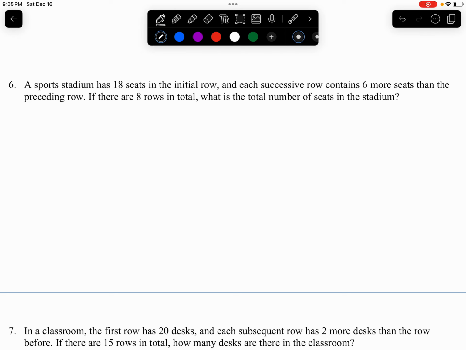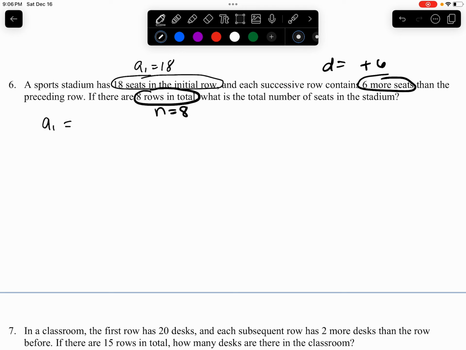And it says each successive row contains 6 more seats, meaning in the next row we will have 6 more seats. So how many will we have in the second row? We will have 24 seats. Right? So we have 18 seats. My A1 equals 18 initial. My successive row or second row has 6 more seats. So that is plus 6, which is my common difference. And there are 8 rows in total, meaning n equals 8.